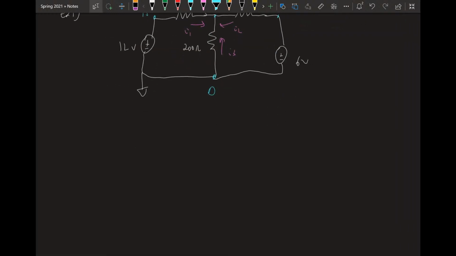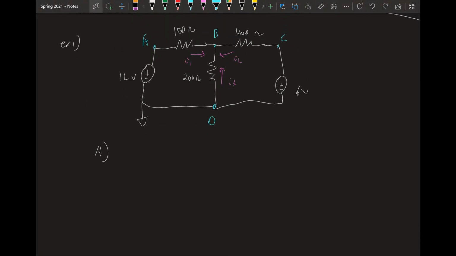Okay, so let's start writing KCL for each node. Let's start with node A. Looking at node A, I actually don't need to write KCL. Remember, we're solving for node voltages, and we can just look at it and say VA equals 12 volts, because there's a voltage source of 12 volts between node A and ground. So we can immediately solve for node A. Excellent.